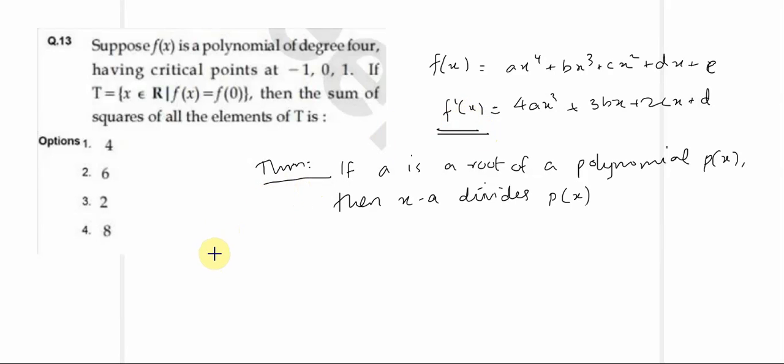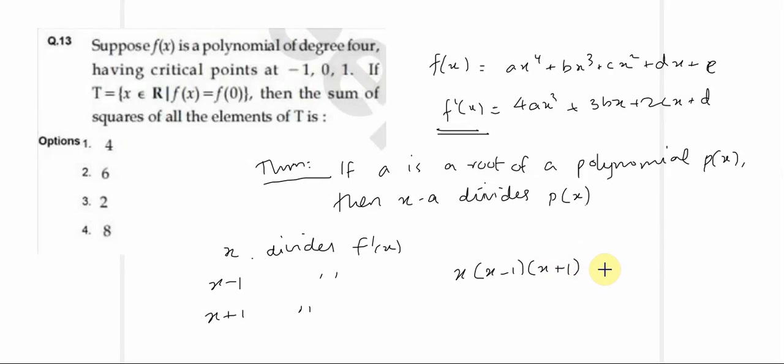For f prime x, the zeros are -1, 0 and 1. So that means that x minus 0, which is x, divides f prime x. Similarly, x minus 1 divides f prime x, and x plus 1 divides f prime x. So that gives us x into x minus 1 into x plus 1 divides f prime x.